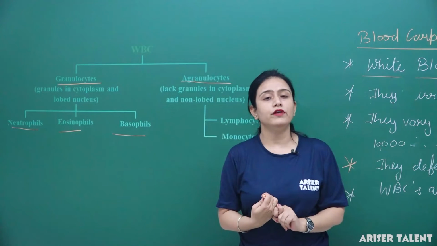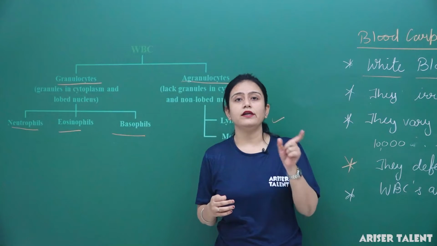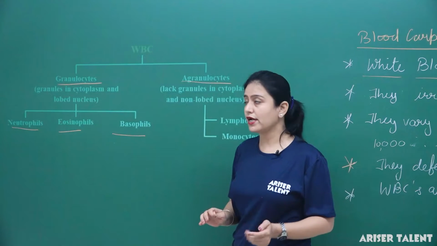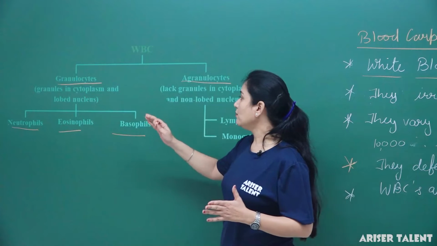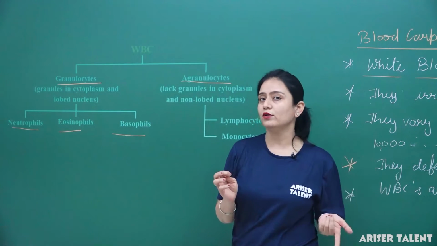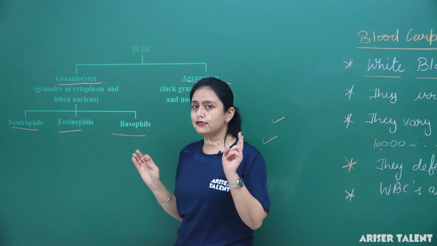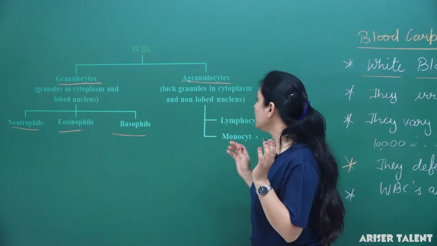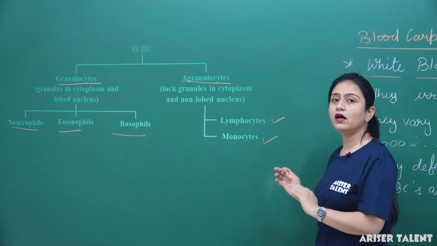The function of WBC is that it defends the body from infections. Generally, WBCs are of two types, granulocyte and agranulocyte. Granulocyte means granules are found in the cytoplasm and they have a lobed nucleus. Agranulocyte means granules are lacking in the cytoplasm and a non-lobed nucleus is found. Granulocytes have three parts: neutrophils, eosinophils and basophils. Agranulocytes have two parts: lymphocytes and monocytes. This is all about the WBC.